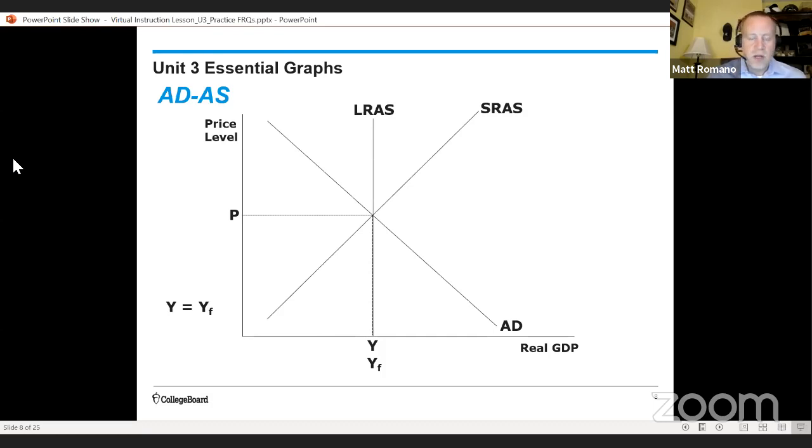It's the equivalent of operating on the PPC. It indicates that all of our resources are being utilized in a sustainable and efficient manner. It indicates that we're at the natural rate of unemployment. All of that is true at that point.